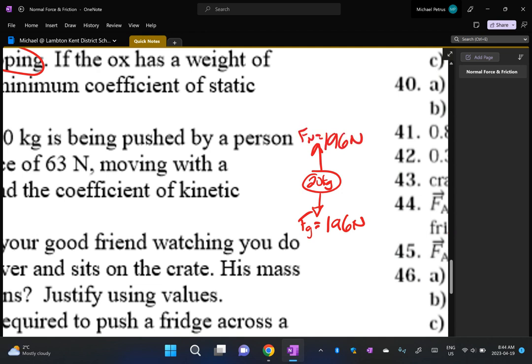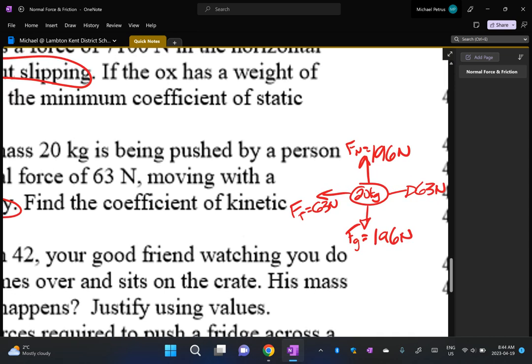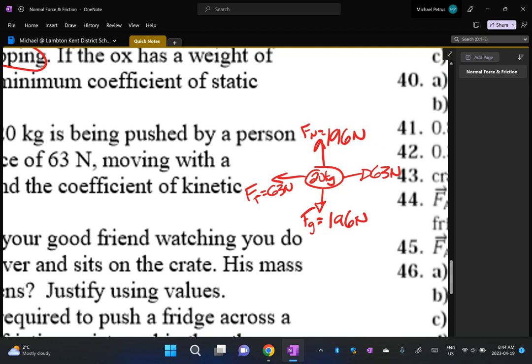That's the normal force. And it's being pushed with 63 newtons. This is like that constant velocity question that I did with you, I feel like the day before I was gone. That means the force of friction is also going to be 63 newtons, and that's all because it's moving at a constant velocity, which means these forces have to be balanced.